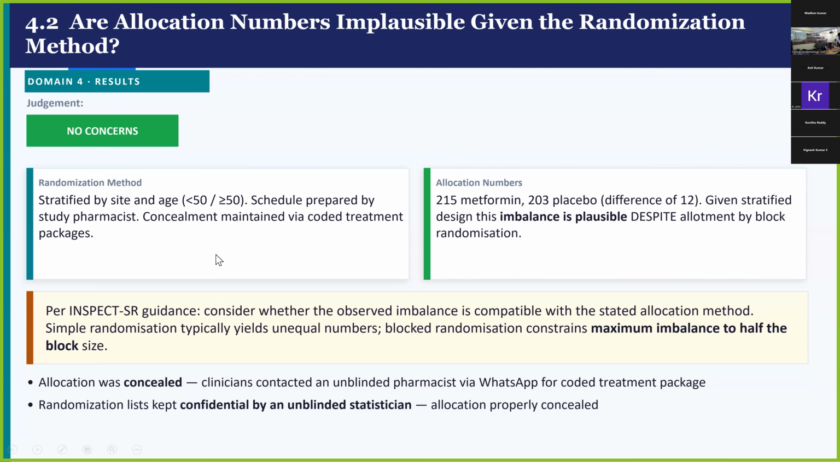Allocation was also concealed because here there was an unblinded pharmacist who gave treatment codes for each of the treatment packages. And whenever a participant was recruited, the clinicians contacted this unblinded pharmacist through WhatsApp to get that coded treatment package. The clinician was blinded in the study. And a randomization list was also kept confidential by the unblinded statistician to maintain randomization and allocation concealment.